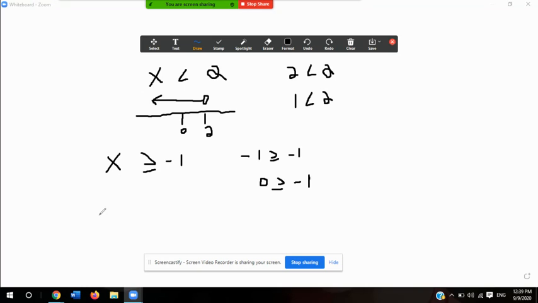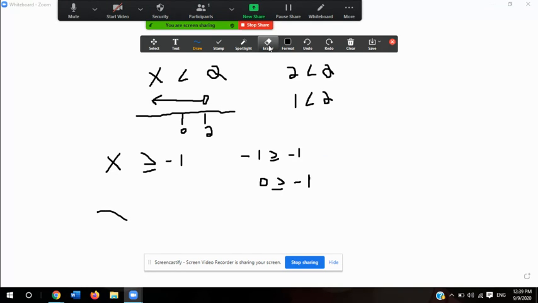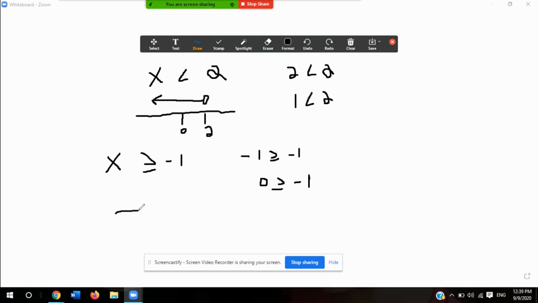So to graph this function, all I do in this case is just say x is greater than or equal to negative 1, so that means this is my 0. My negative 1 is right next to my 0, and since it says greater than or equal to, that means that any number greater than or equal to negative 1 is going to be true. So that means that my graph is going to move to the right. And I fill in the circle because negative 1 is part of my answer, so I simply say negative 1 to positive infinity in this case.